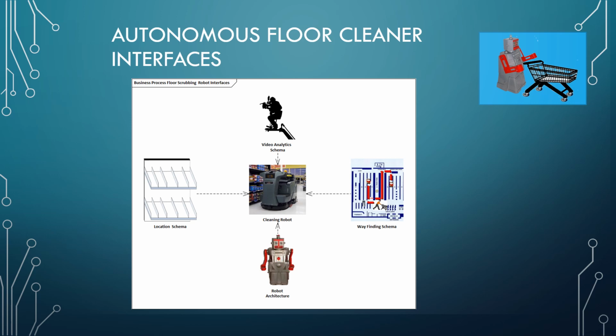In the simplified version, you basically need to interface with 4 different kinds of systems. Of course, the robot itself. You've got to be able to interface with the wayfinding, where things are laid out in the store and how to drive around the store. The location work, to be able to find out where you are with respect to the other items. And the video analytics, to be able to identify and analyze what is in the video feed.